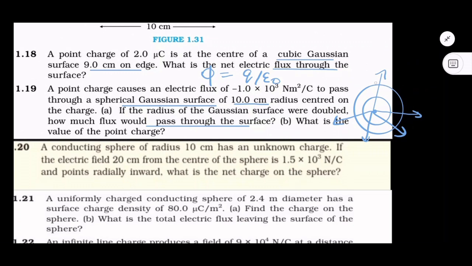Now they are asking what is the value of point charge. You are given the value of flux, so again you can apply the Gauss law, that is flux equals charge upon epsilon naught. Again you have to apply the same concept.